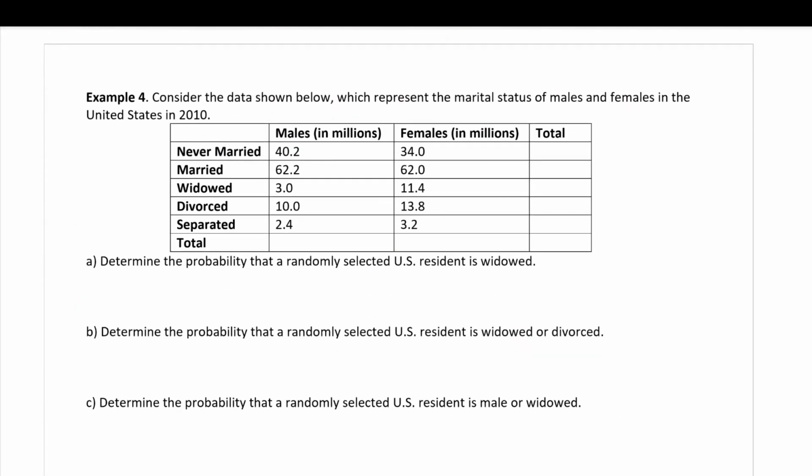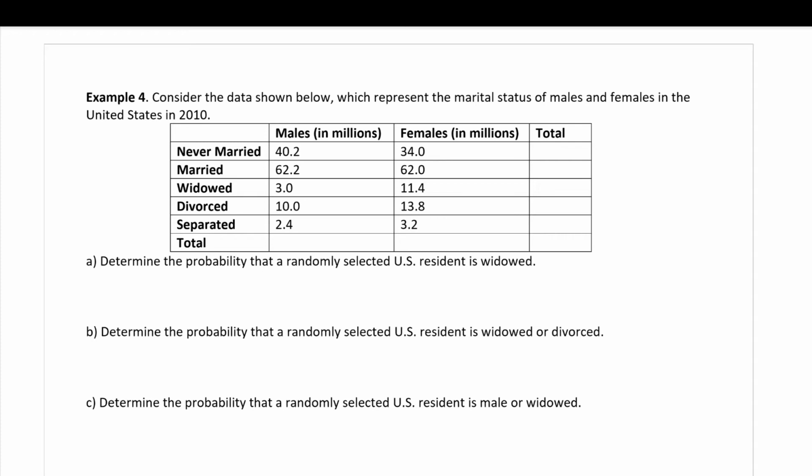Alright, next example. Consider the data shown below, which represent the marital status of males and females in the United States in 2010. So this is bivariate data. Basically, there's 2 variables here. It has your sex, male, female, versus marital status. Anytime you have a table like this, you want to automatically create totals columns and a totals row. Okay, so that's what we have here. And let me go ahead and fill that out.